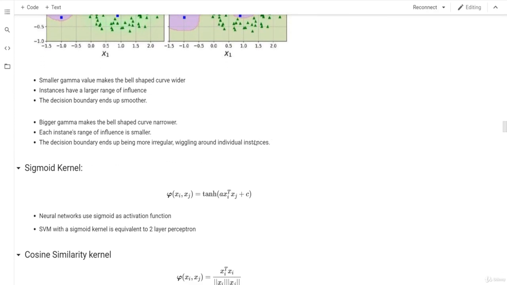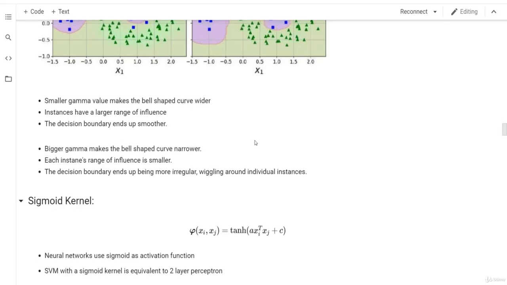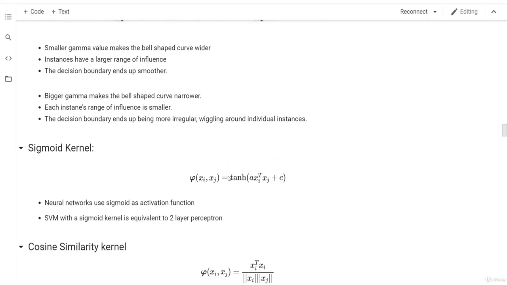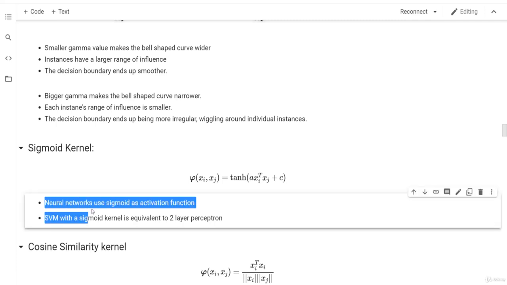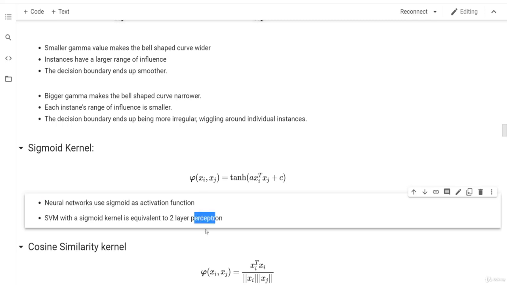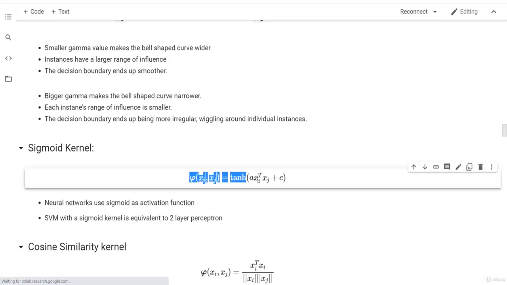And we also have something called the sigmoid kernel, and this is the equation for the sigmoid kernel. It's not that important, but you need to understand that neural networks use this function as the activation function, one of the main activation functions used in neural networks. And an SVM with a sigmoid kernel is equivalent to a two-layer perceptron. So if you know neural networks, then you will understand that a two-layer perceptron is equivalent to an SVM with a sigmoid kernel. It's not that important, but it's something to keep in mind.